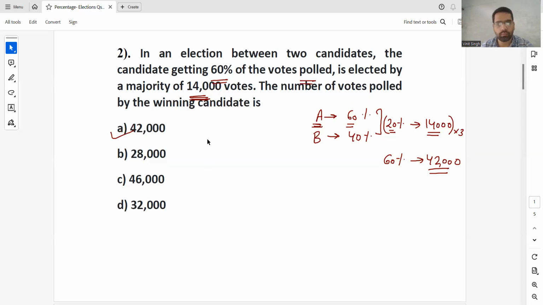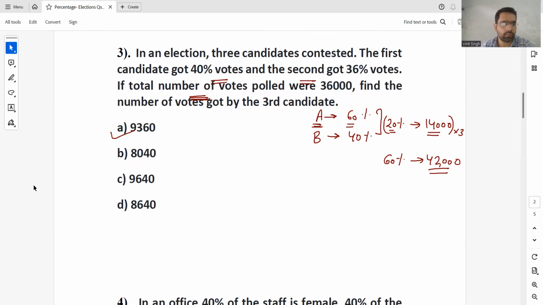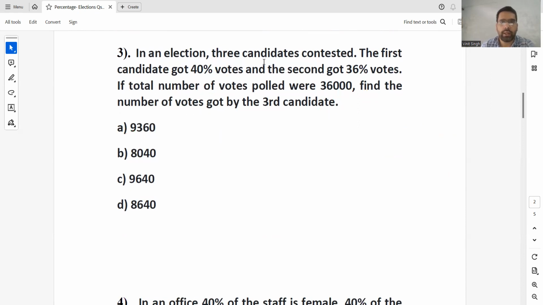Now, another question. In an election between three candidates, here the three candidates are there. The first candidate got 40% votes. The second candidate got 36% votes. Total number of votes polled were 36,000. Find the number of votes got by the third candidate. So we have to find how many votes were got by the third candidate.